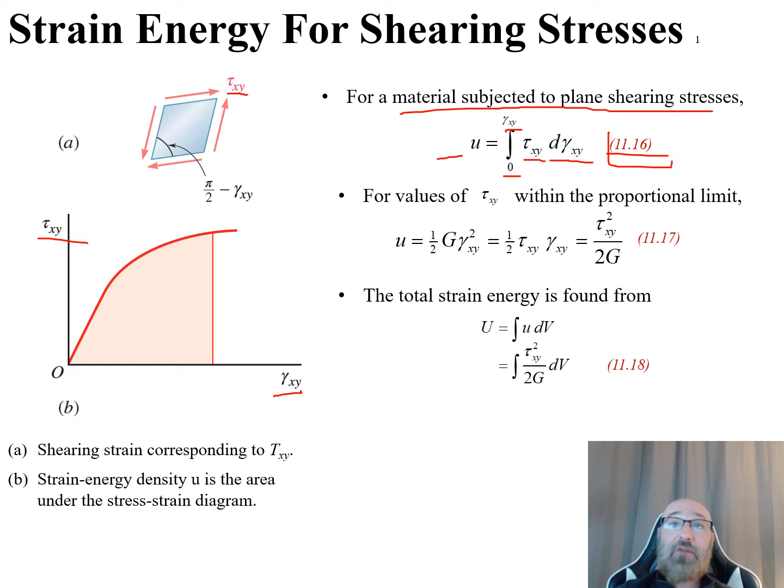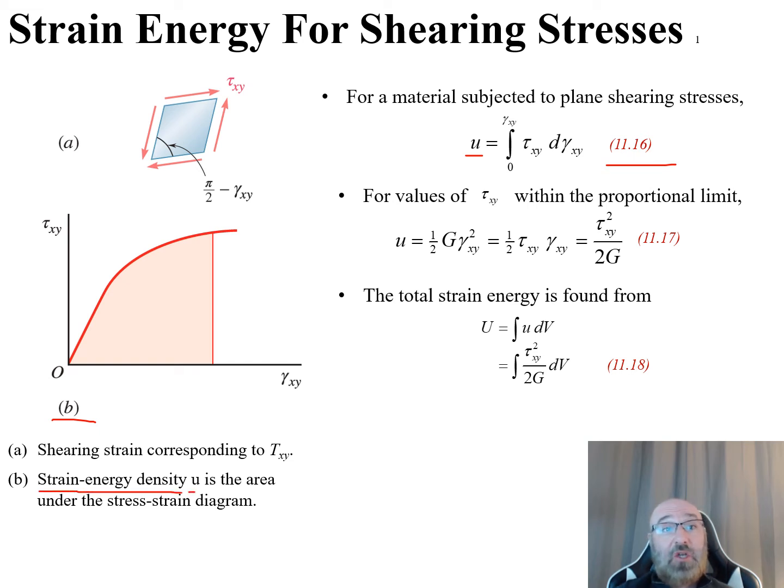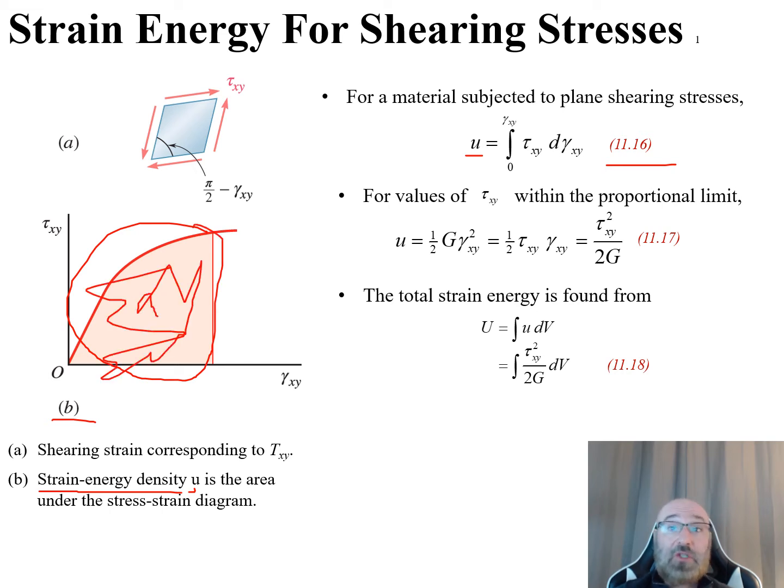So this is our equation 11.16, which gives us our u value for a material subjected to this plane shearing stress. With this relationship, one thing we want to note is that our strain energy density, our u value here, is equal to the area under our shearing stress-strain diagram. This is our shearing stress-strain diagram in part B of our diagram on the left. So shearing energy density u is this area underneath the curve right there. We can see this shaded area underneath that curve. This is our strain energy density, or our value of u.